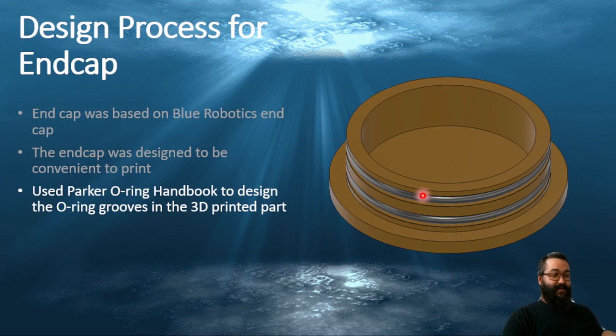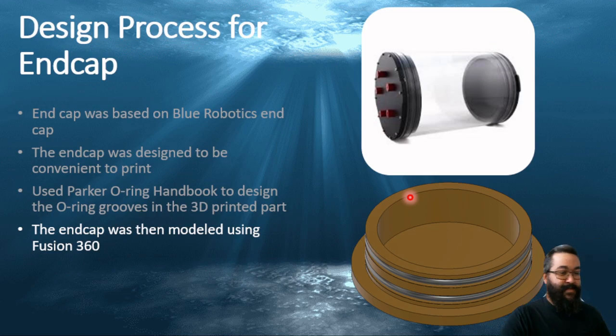After I had the end cap designed, I needed to create the seals for it. I used the Parker O-ring handbook to design the O-ring grooves. As you can see now in the picture of the end cap, I have the correct O-rings positioned in the grooves that will then be inserted into the cylinder. The end cap was modeled using Fusion 360. It's just an easy software to use for this purpose.